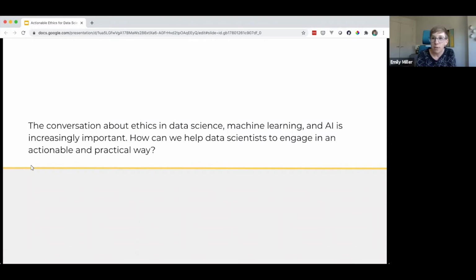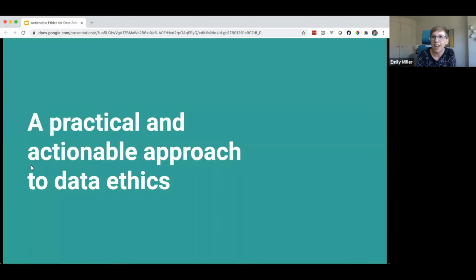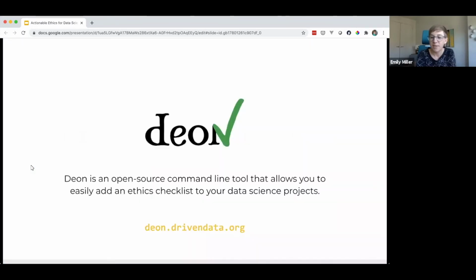And so our goal, or at least our starting point, was really to say, what is an actionable and practical way to get data scientists working on data ethics? And for this, we built Dion. Dion is an open source command line tool that lets you easily add an ethics checklist to your data science projects. So let's break down exactly what that means.